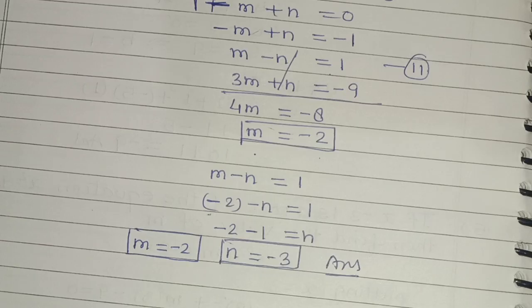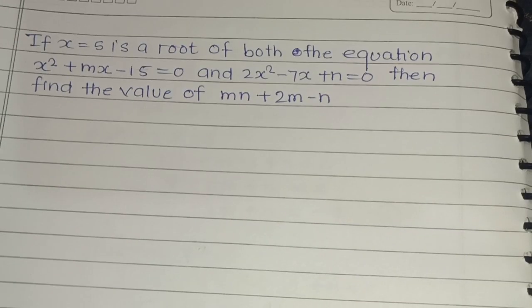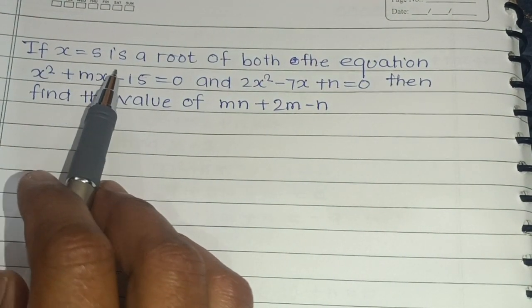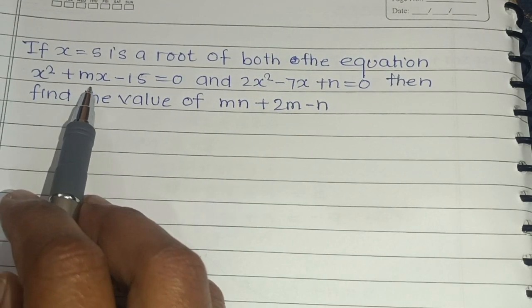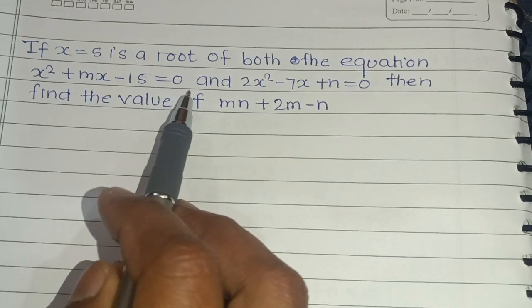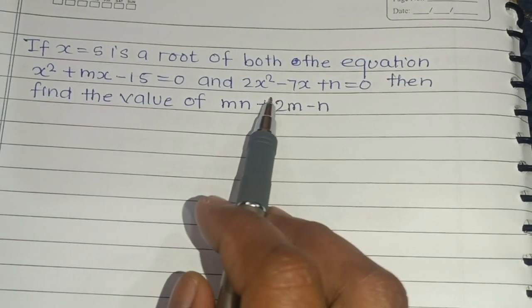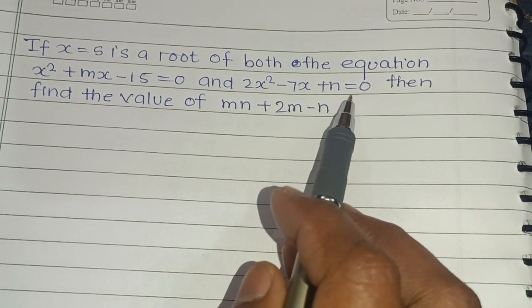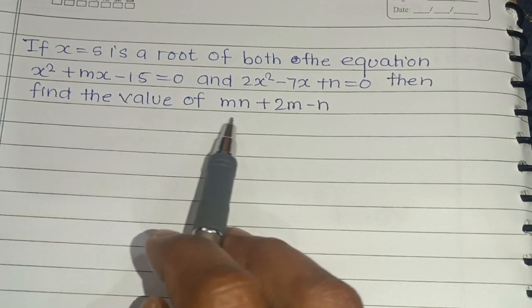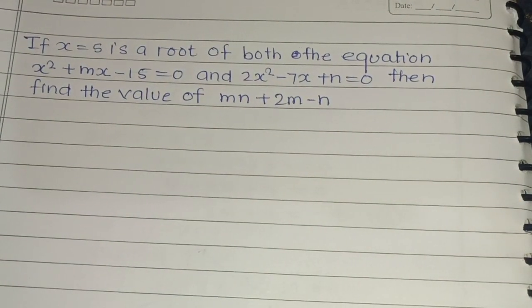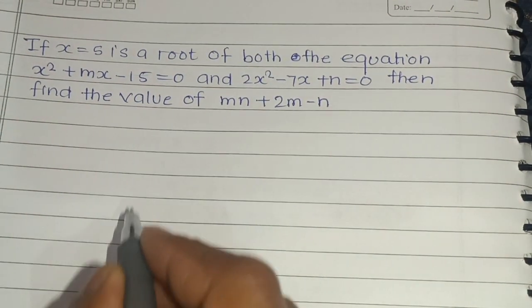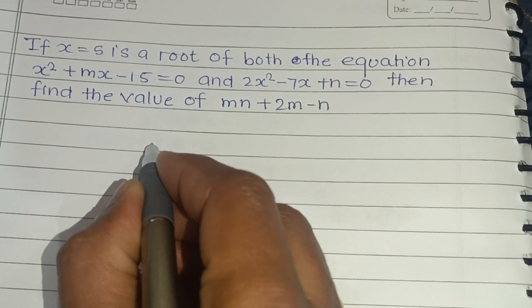Now last question for this session. Next question: if x is a root of both equations x squared plus mx minus 15 is equal to 0 and 2x squared minus 7x plus n equal to 0, then find the value of mn plus 2m minus n. This is a very important question.